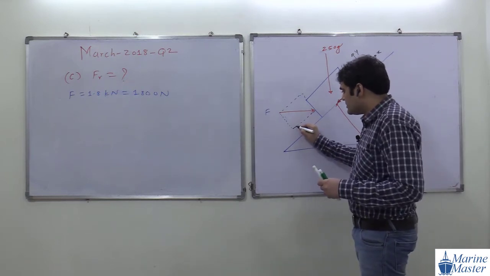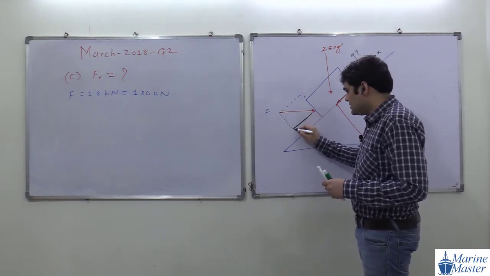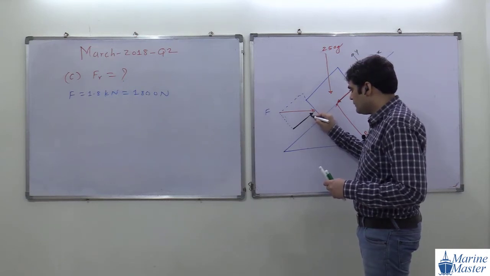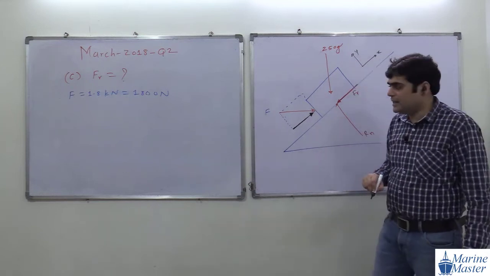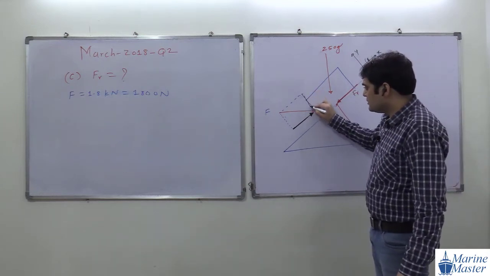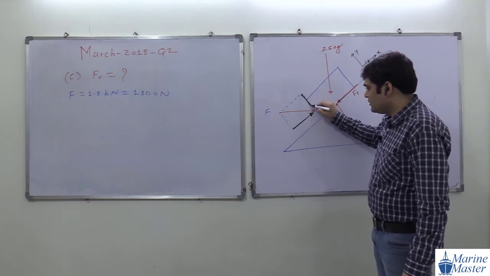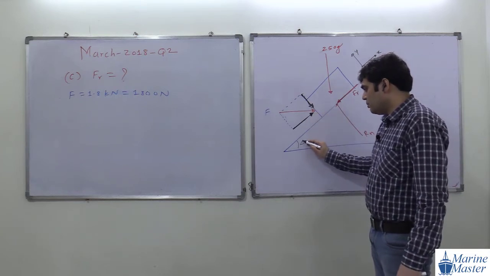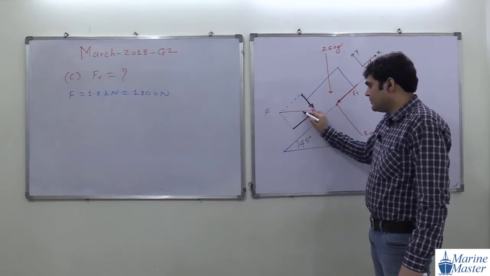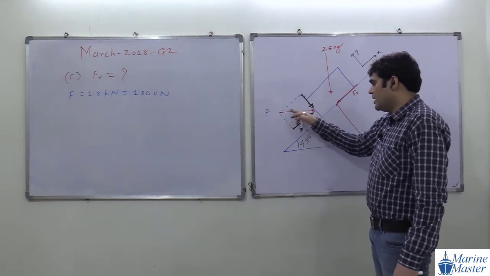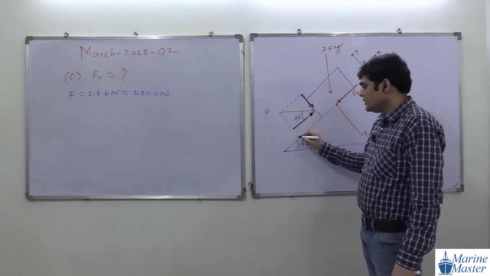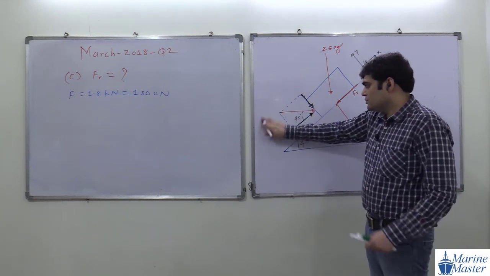One component is along the plane, and the other component is perpendicular to the plane. This angle is 45 degrees, so by default the angle between the horizontal and the incline is also 45 degrees. So this is our F.